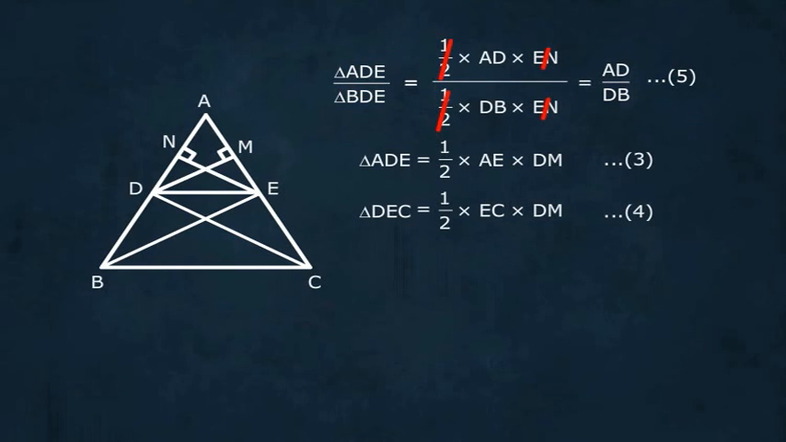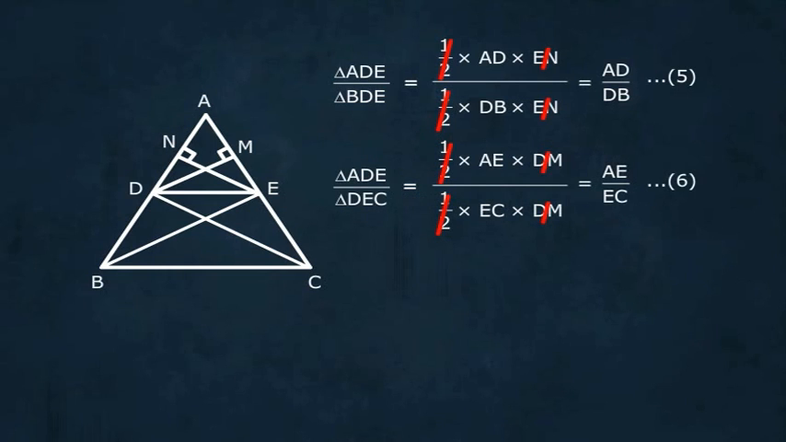We do exactly the same with the remaining two equations. Divide 3 by 4. And what do we get? Area of triangle ADE by area of triangle DEC is AE by EC.